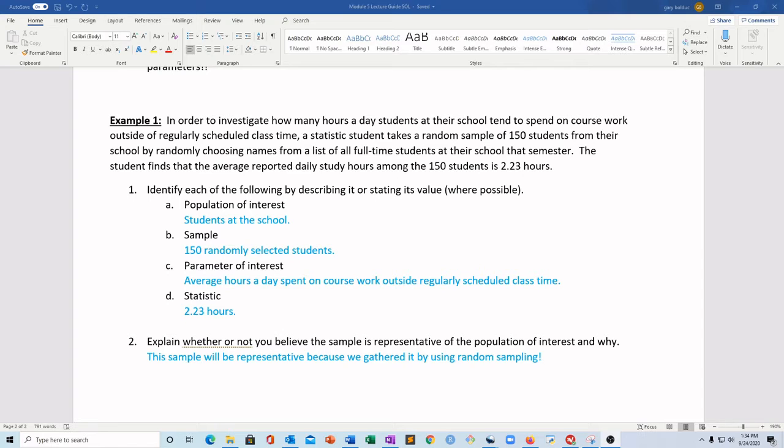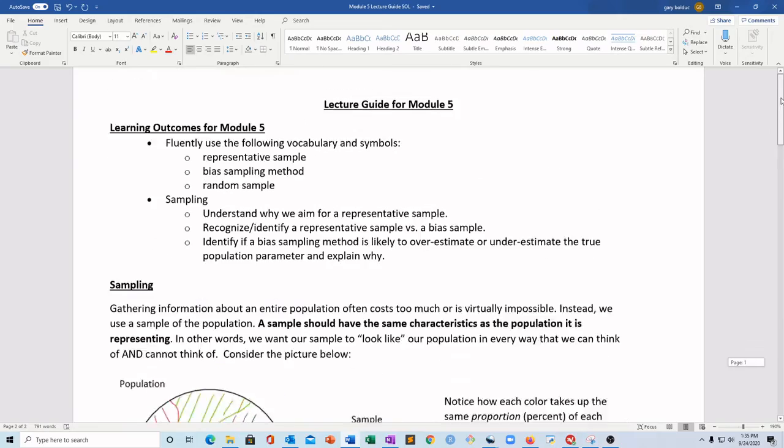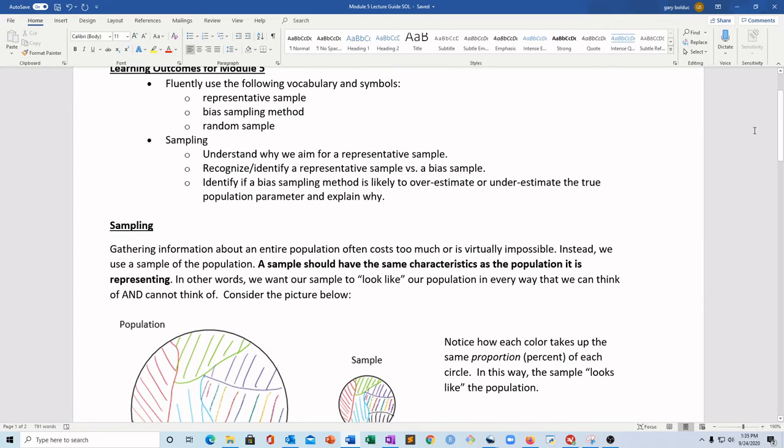Okay, so number 2 then says, explain whether or not you believe the sample is representative of the population of interest and why. So what does it mean for the sample to be representative of the population? Well, go back up. So we're going to scroll back up here. Here we go. Watch your eyes. So it says a sample should have the same characteristics as the population it is representing. Okay, so let's think about this. We want to make sure our sample of students, our 150, have the same characteristics as the whole population of students.